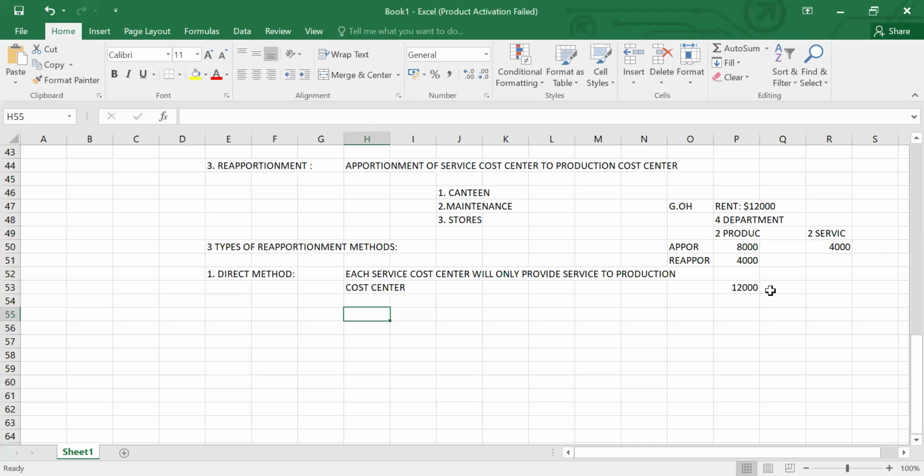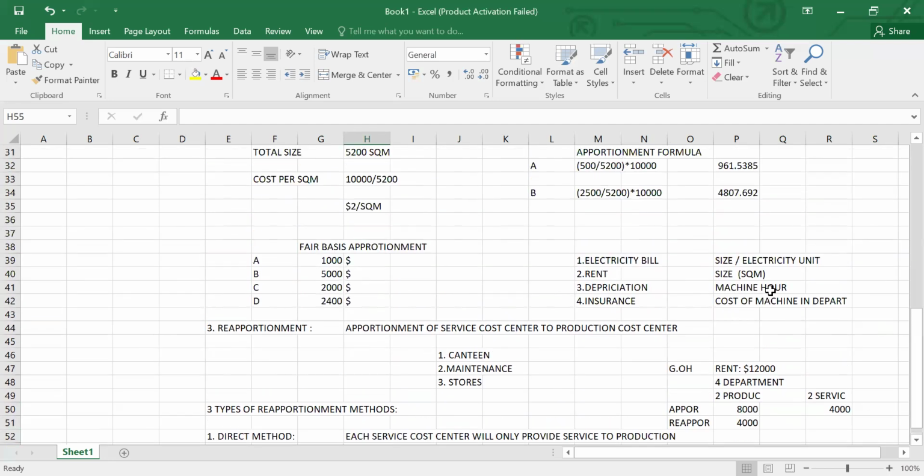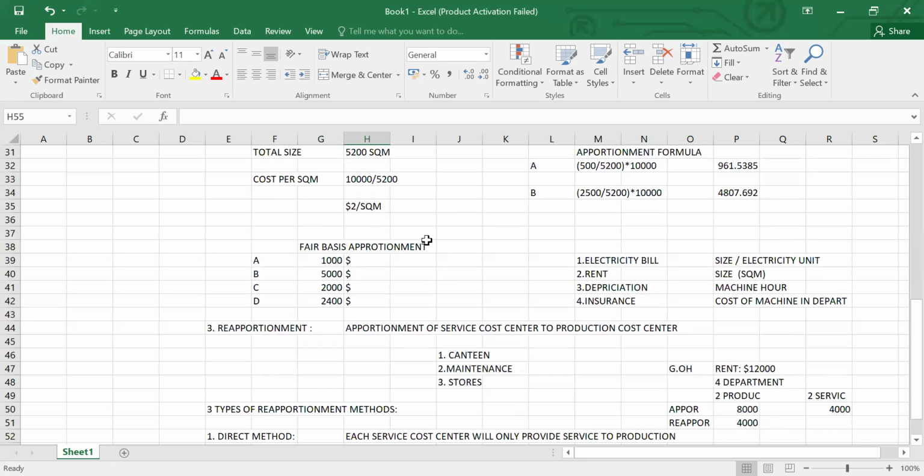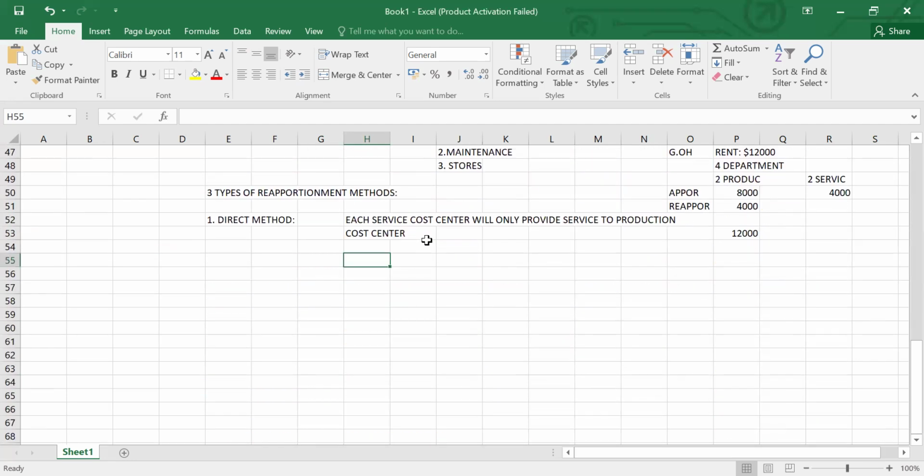And how are you going to apportion it? You are going to use again these two methods. The only difference is, in apportionment we are dealing with general overhead; in reapportionment, we will be dealing with the service cost center. It is the same method, the exact copy. I will give you a simple example and you will be very much clear, so we do not waste much of the time.